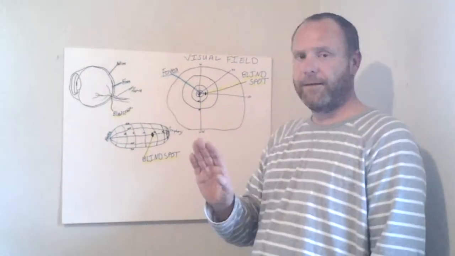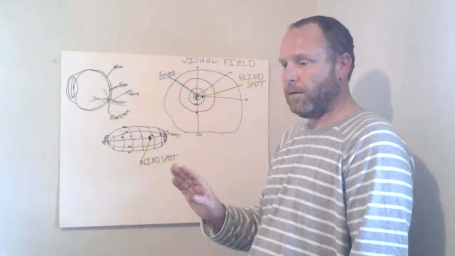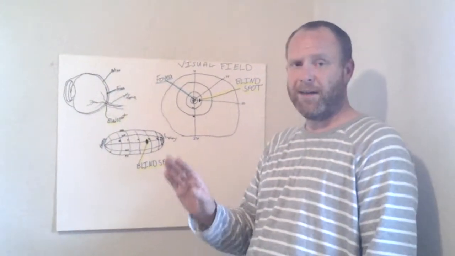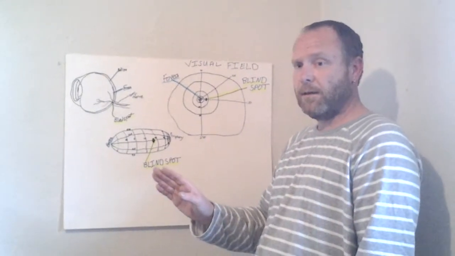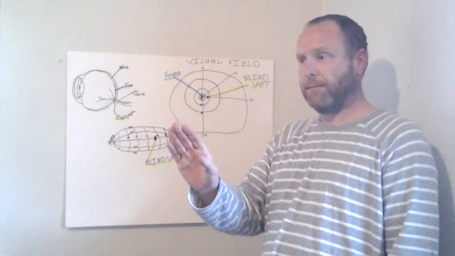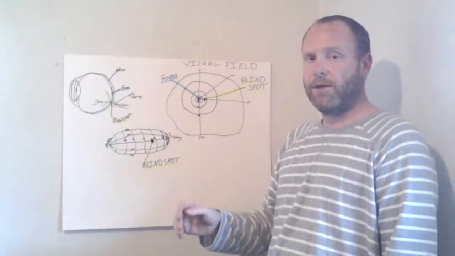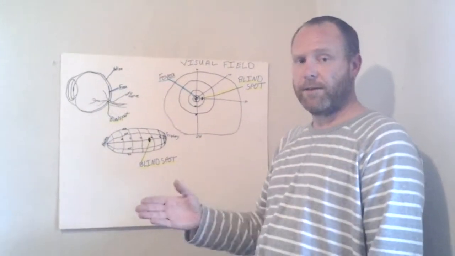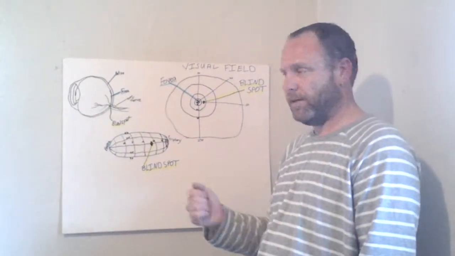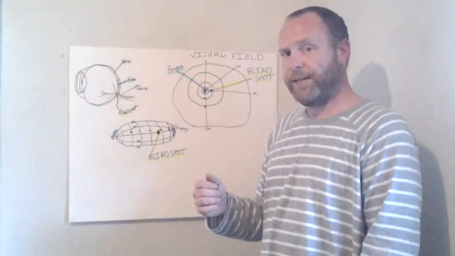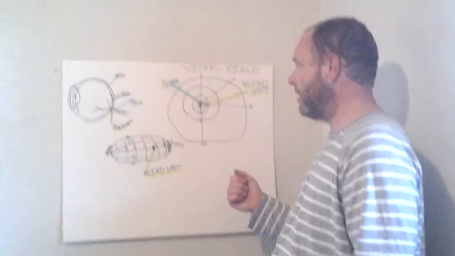Just like in the book, in chapter 5, where Dr. Ramachandran talks about Josh, who had a large scotoma in his visual field because he had an injury to his visual cortex.